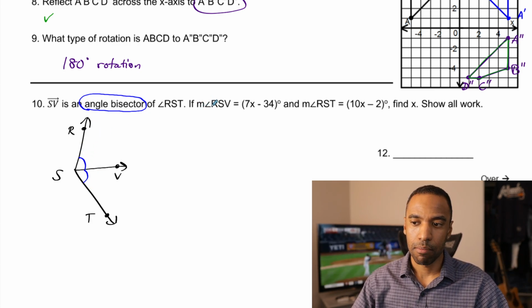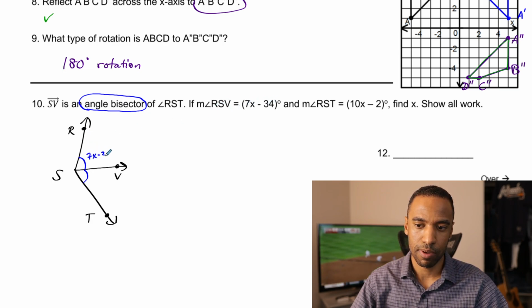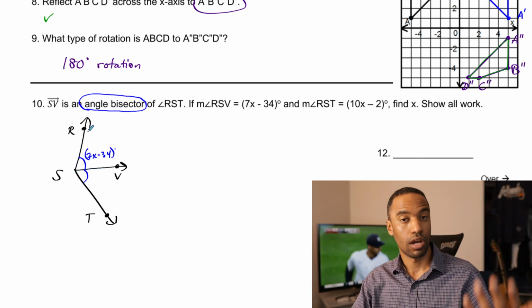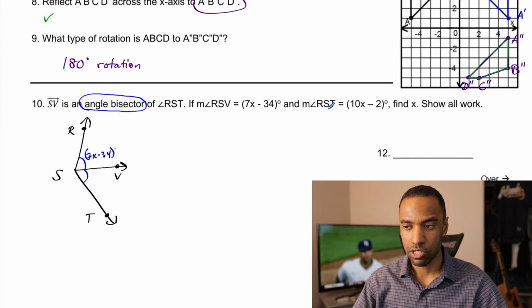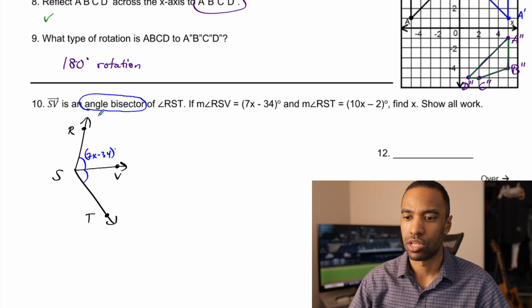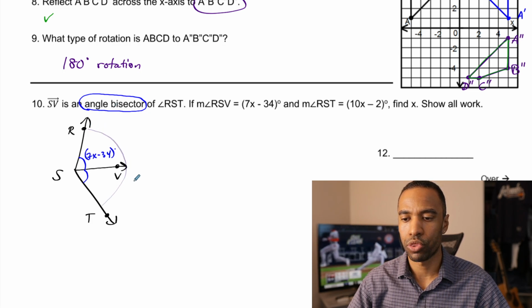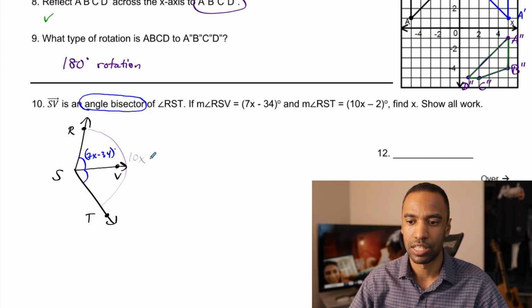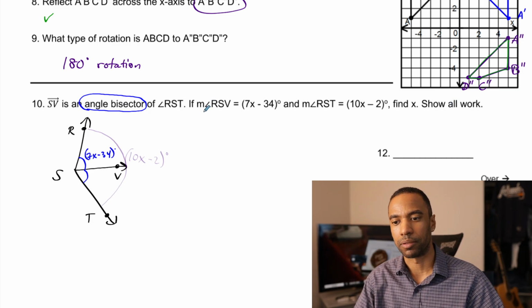So now they say if the measure of angle RSV is 7x minus 34 degrees, that's this guy right here. 7x minus 34 degrees is for just this angle right here, guys. That's half of the overall bigger RST, right? And by the way, they give us the measure of angle RST. The entire thing, they call that 10x minus 2 degrees. So that's this whole thing right here. Not congruent to those two. I'm just giving an arc mark to label. This is going to be called 10x minus 2 degrees right there. And they're saying find x, show all work.